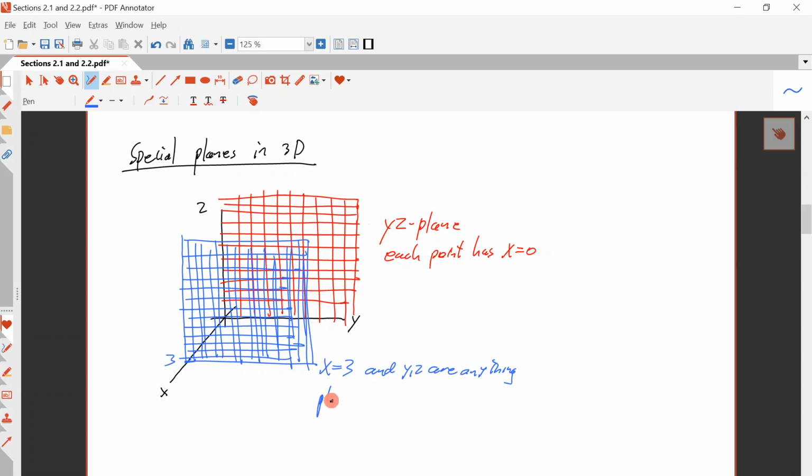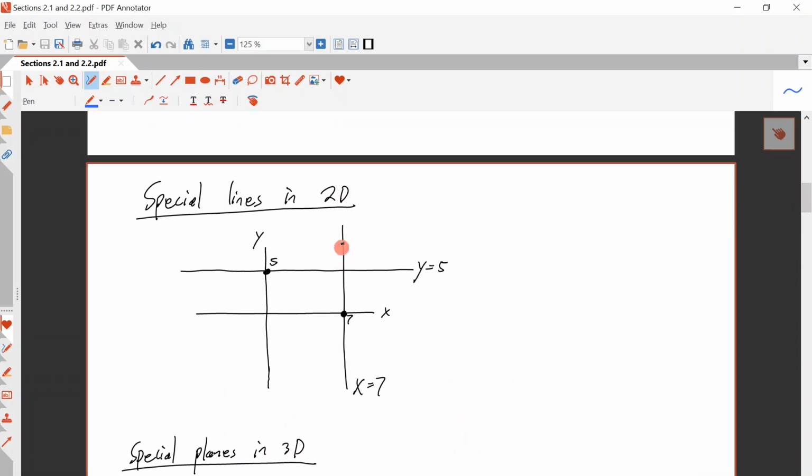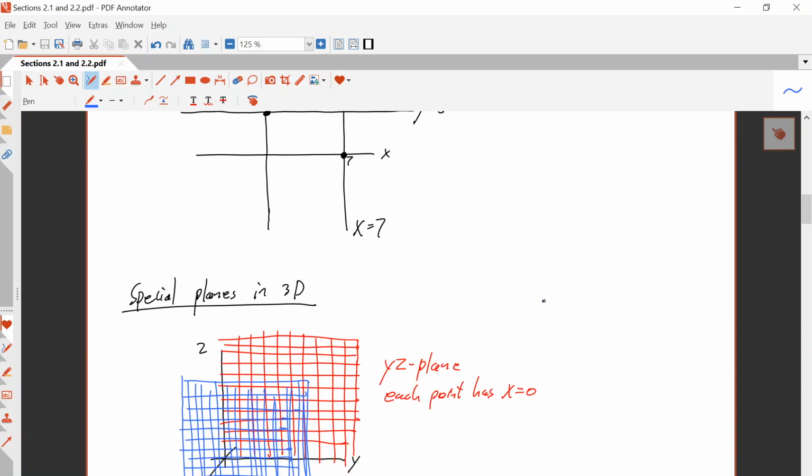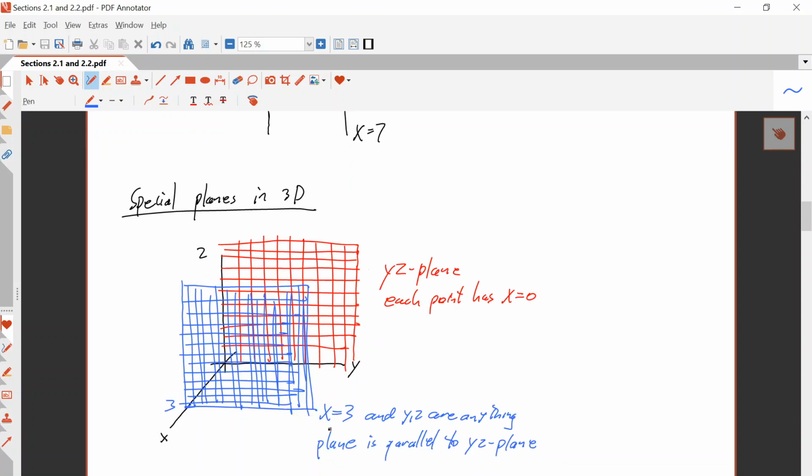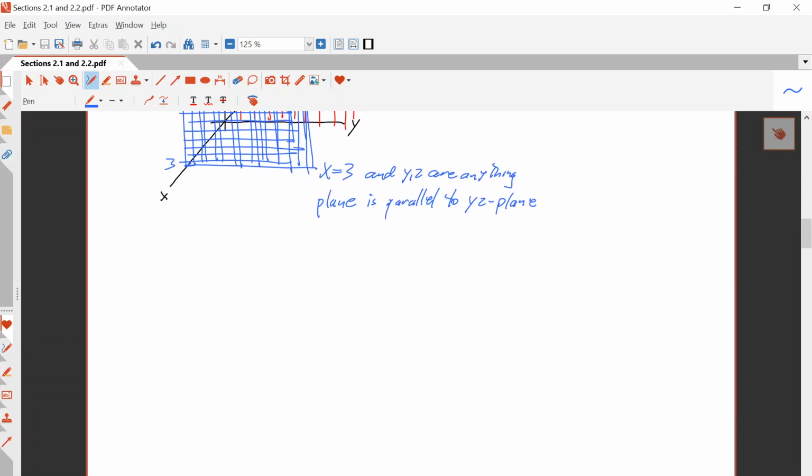And this plane is parallel to the YZ plane. Right, so the plane x equal to 3 is parallel to the YZ plane. Whereas when you say x equal to 3 in 2 dimensions, you get a vertical line. When you say x equal to 3 in 3 dimensions, you get a plane parallel to this YZ plane. And you can do that with the other coordinates as well.